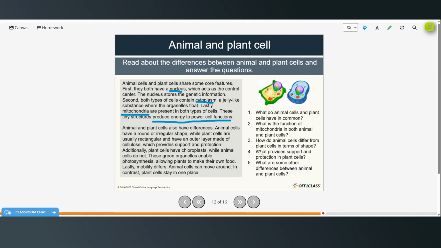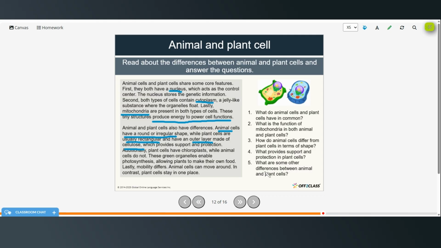How do animal cells differ from plant cells in terms of shape? So animal cells are round or irregular, and plant cells are usually rectangular. And what provides support and protection in plant cells? Usually the outer layer of the plant. Let's see. The plant cells have an outer layer of cellulose, which provides protection.